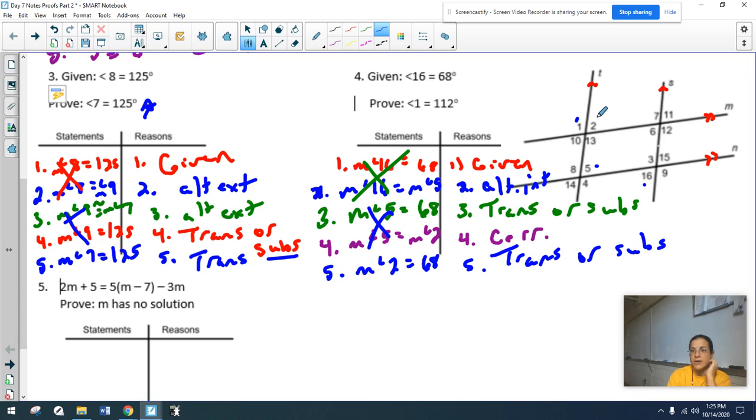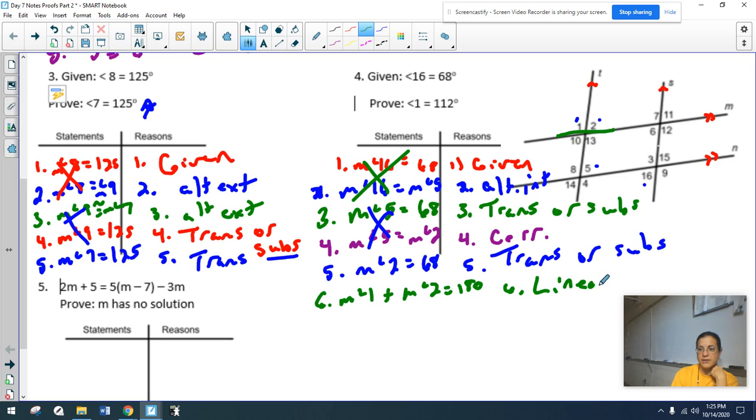Okay, so now we're getting somewhere, because now 1 and 2, they have a relationship. They are not equal to each other. They are side by side, and they make a straight line. So what that means is I'm going to say the measure of angle 1 plus the measure of angle 2 are going to give me 180, because they make a straight line. My reason for that: they are a linear pair. They make a straight line.